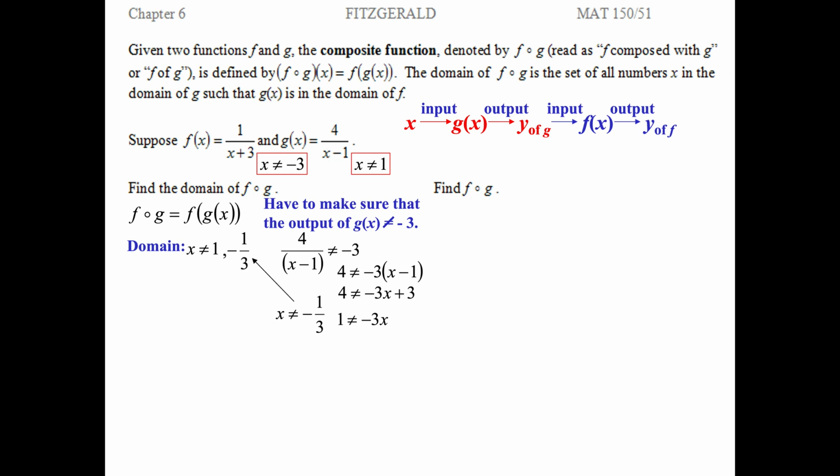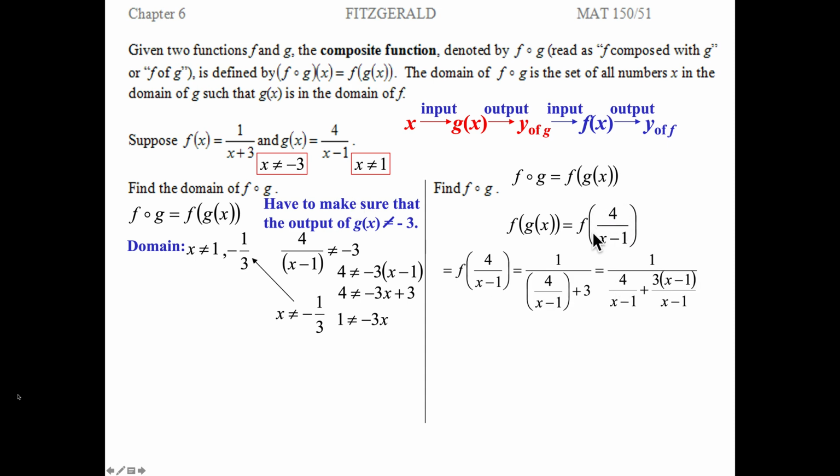Okay? Now, some people like to find the domain of f of g in a different approach. It's more work, but it also works. So some people will say, well, let's go find f of g of x. Let's go see what this whole entire fractional expression is going to look like. Okay, so let's take the 4 over x minus 1, and you're going to plug it in for x into the f function.